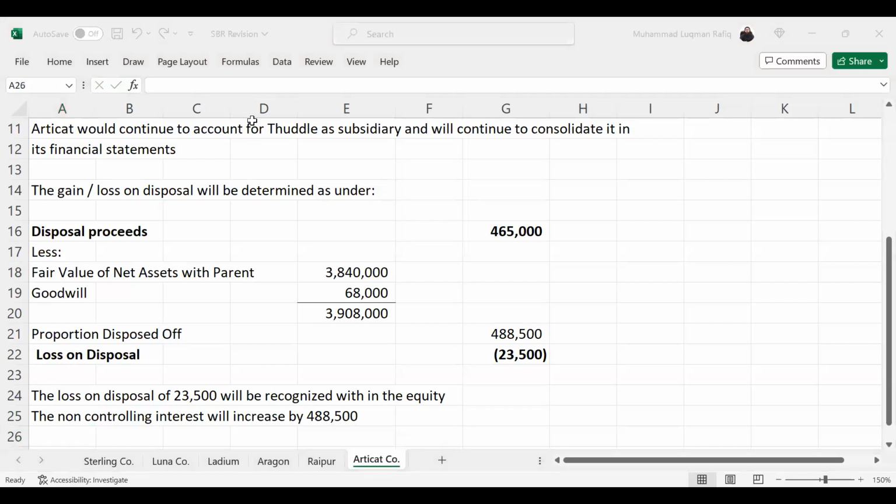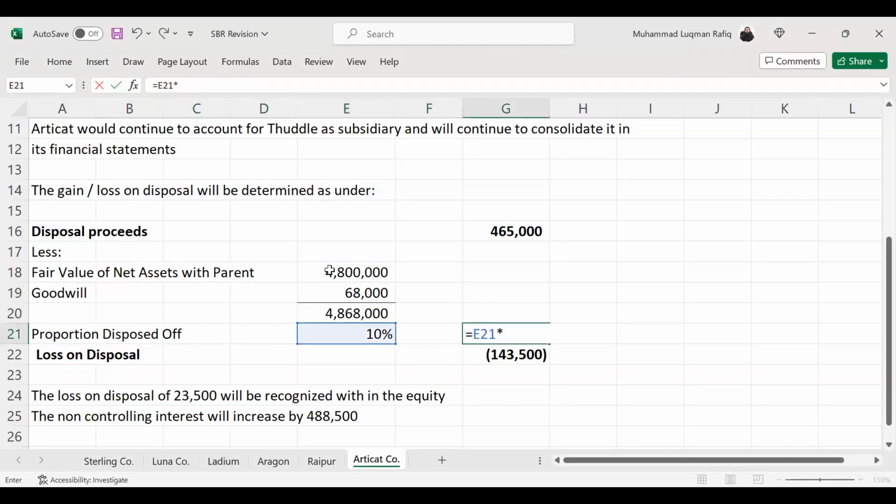Okay, I'll just explain. Now see, there could be two things that you could do. One approach could be like this: you could say fair value of net assets. Then the goodwill, the proportion disposed of is simply going to be 10% of this. So 21,800. That's one way, and this is quite simple as compared to the slightly complicated way that I went ahead with earlier.